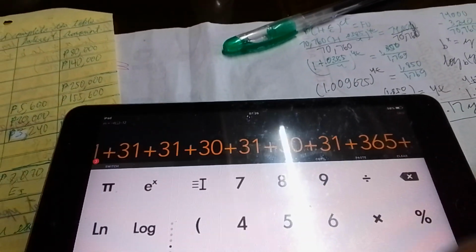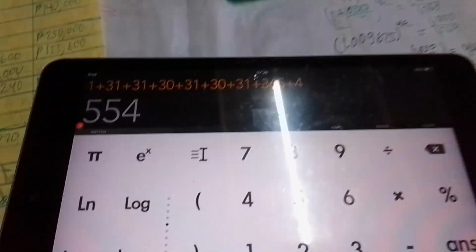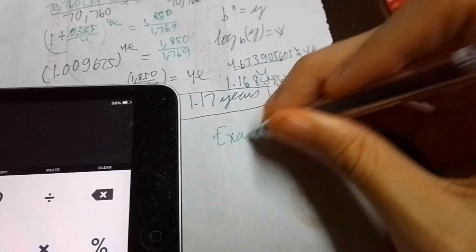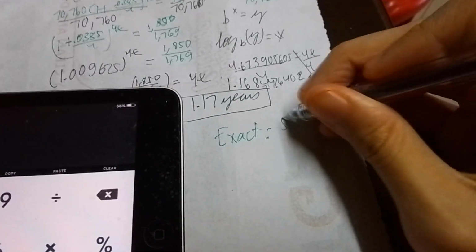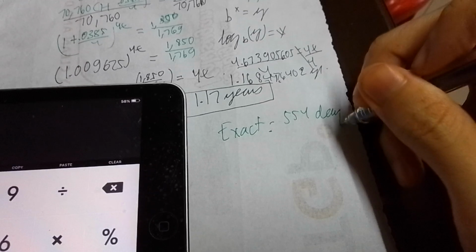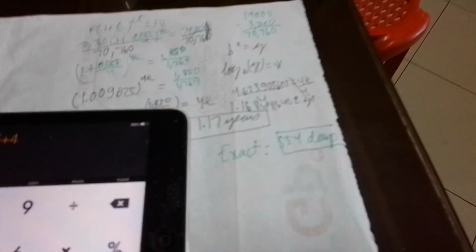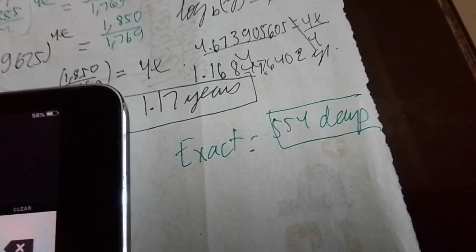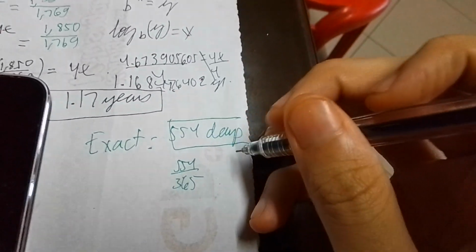And then January 4, 2020 plus 4. So I'm supposed to have 554 days. So that is the exact interest. So the exact is 554 days. Right? But remember, you're going to have to divide that by 365. Because remember, you need to divide that by 365 because you're going to convert your time unit into years.